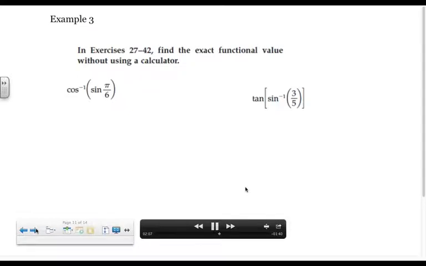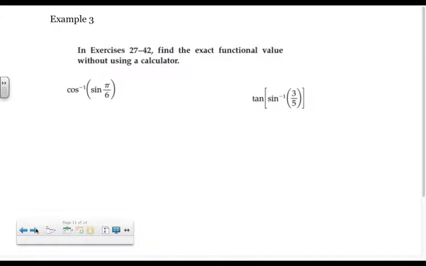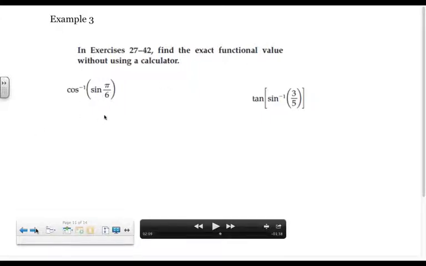Alright. So now, these ones get a little more difficult because you have to find the values without using a calculator, meaning I want these in terms of pi over 2. So you're going to always work inside out. Okay, so you find the inside first, and then you find the inverse of that. Or if the inverse is on the inside, you find that first.